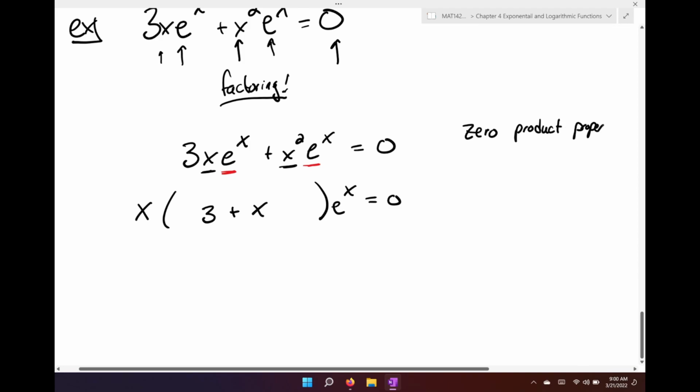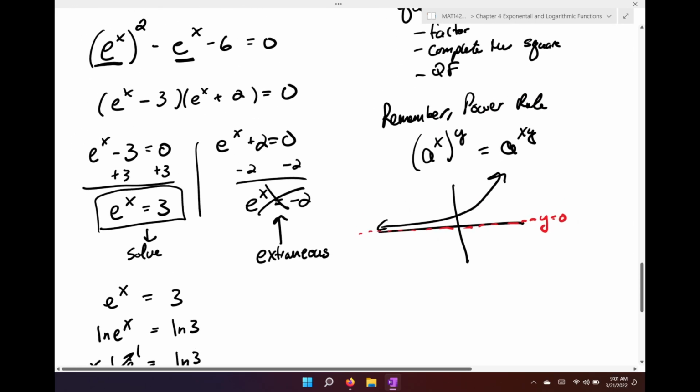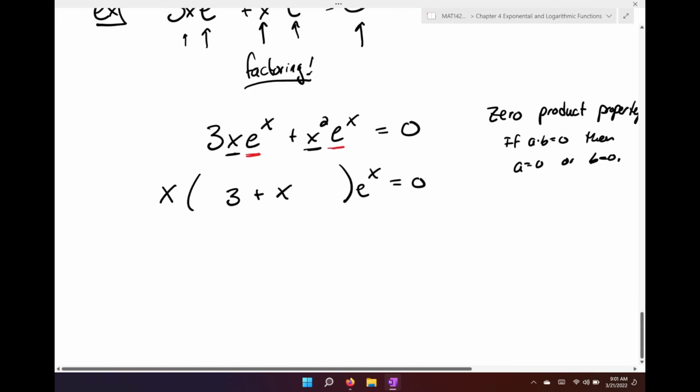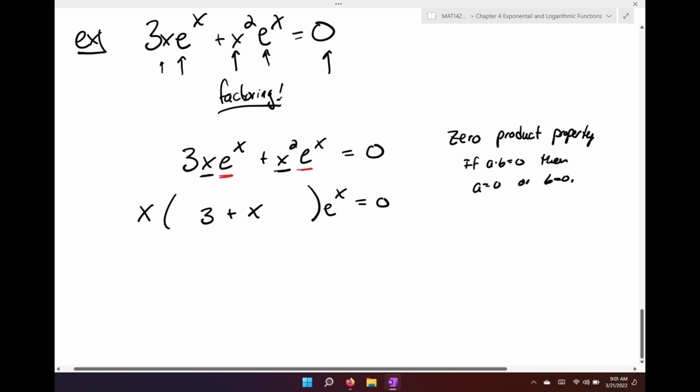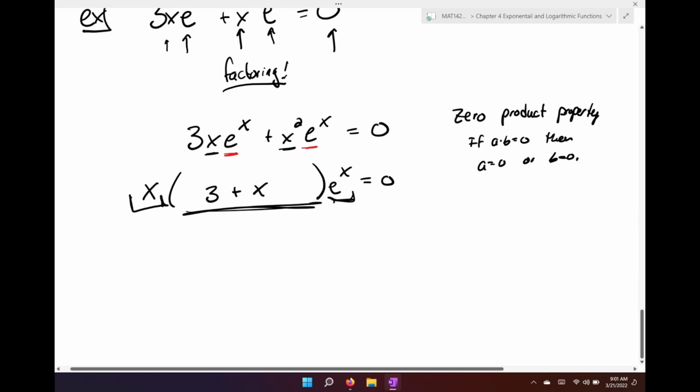And you know what this is. This is that, if a times b equals 0, then a equals 0 or b equals 0. Okay, we used it up here. We used it right here. That's that zero product property. You've been using it since intermediate algebra. All right? So what I know is this. I can take each one of these factors. So here's my first factor. Here's my second factor. Here's my third factor. And I can set each one of these equal to 0.